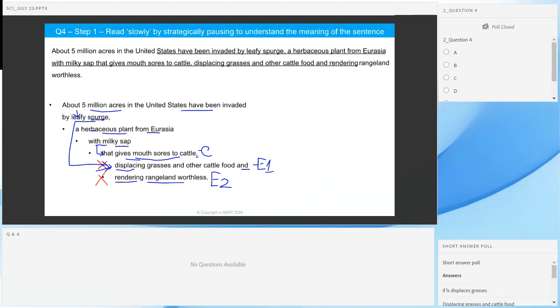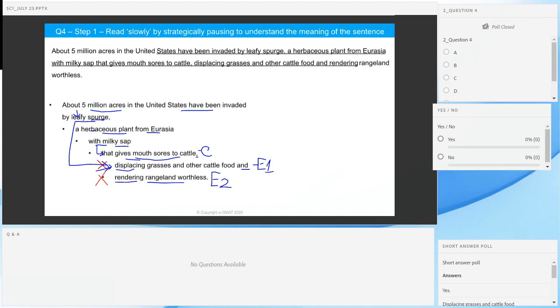Are you able to follow this logic that I just explained? The poll is open. Tell me. Does that make sense? If the leafy spurge is displacing all the cattle food, look at the preciseness of expressions that the author has employed in writing this sentence, so that even if so much information is not there, we are able to deduce all those pieces of information logically, think about the whole scenario, and visualize it in our head to understand the intended meaning. So if the leafy spurge is displacing grasses and cattle food, most definitely those rangelands where the cattle food is grown will become useless, because cattle will not come there to eat leafy spurge, because eating leafy spurge will give them mouth sores because of the milky sap inside the leafy spurge.